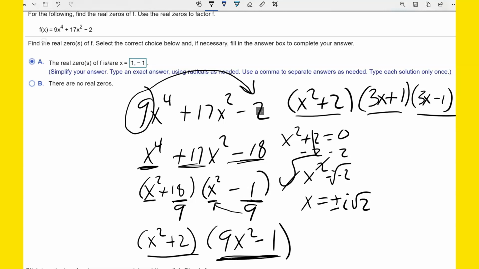Notice that this says find the real zeros. It says real zeros right there of f. So since what I just found here was an imaginary zero, I'm not even going to put that as part of the answer, because it's not part of the answer.